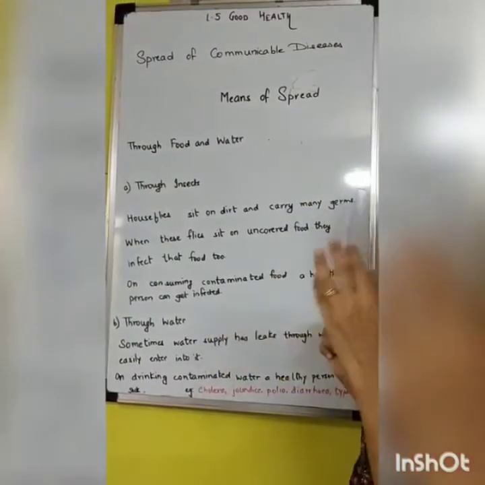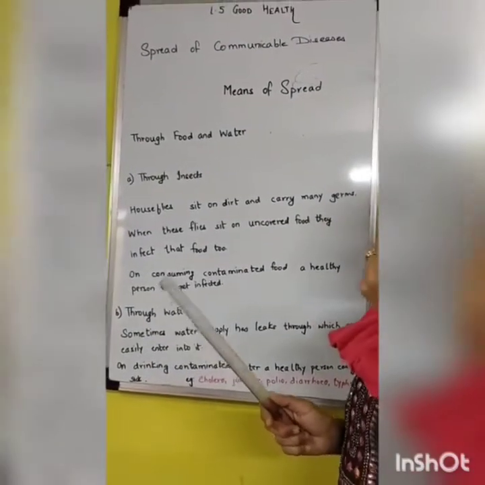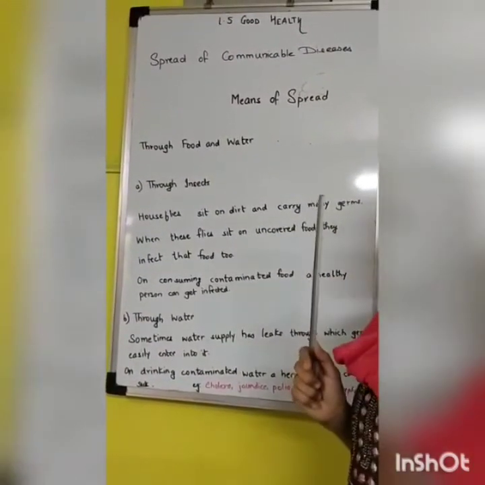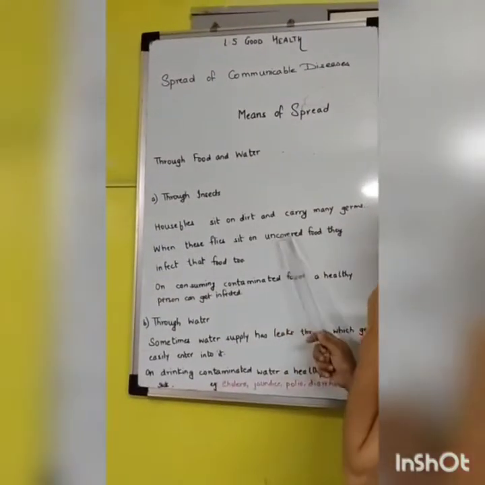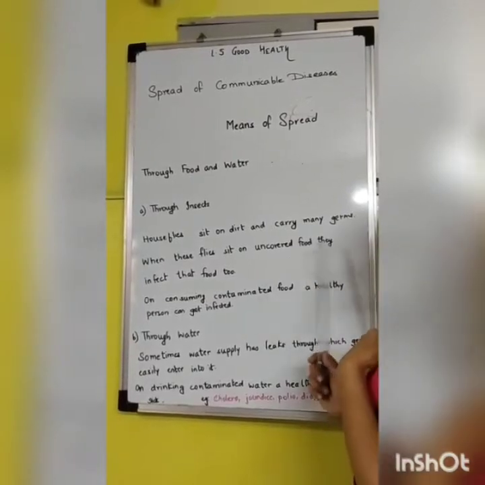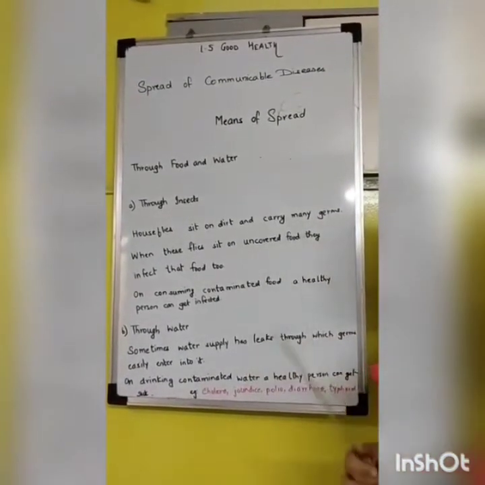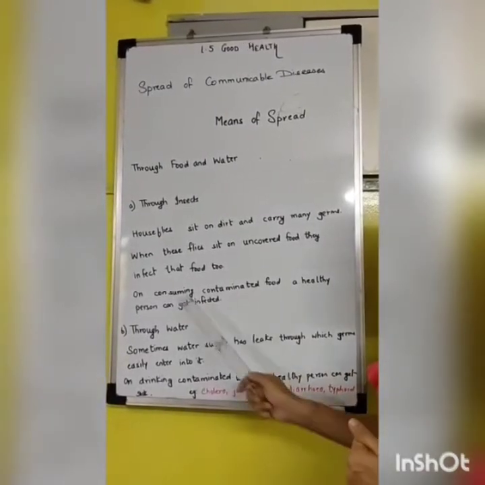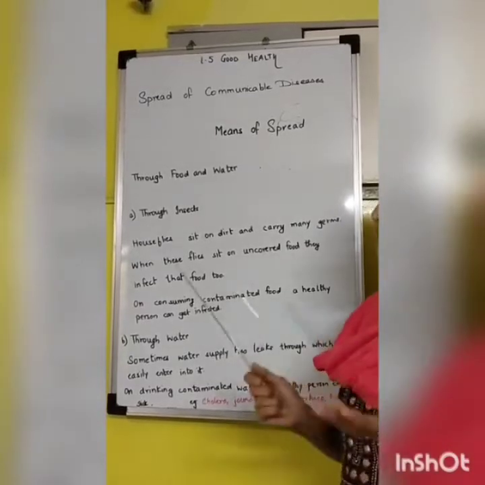And they carry so many germs, right? When they're sitting on that dirt, the germs get stuck to their feet. Now, when these flies sit on uncovered food, they infect that food too. So this uncovered food gets infected with those germs. And then, yes, when we consume this contaminated food, a healthy person can get infected.